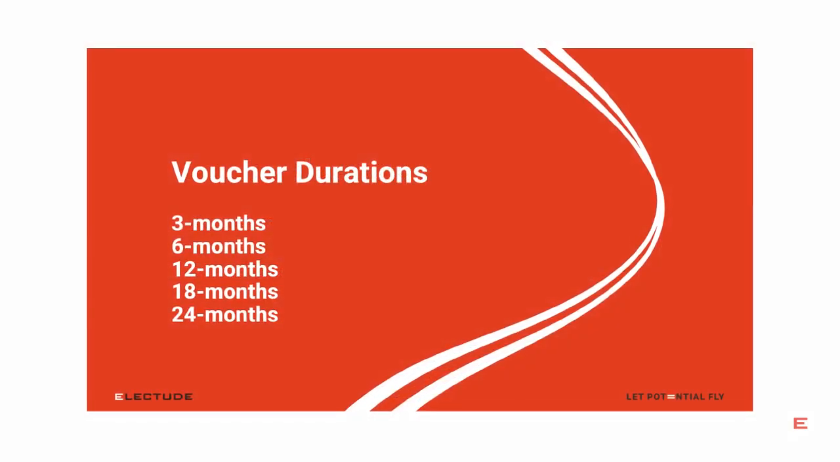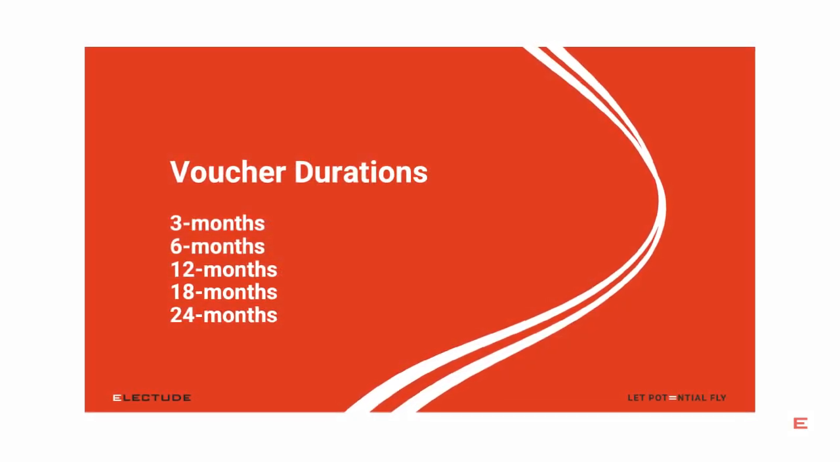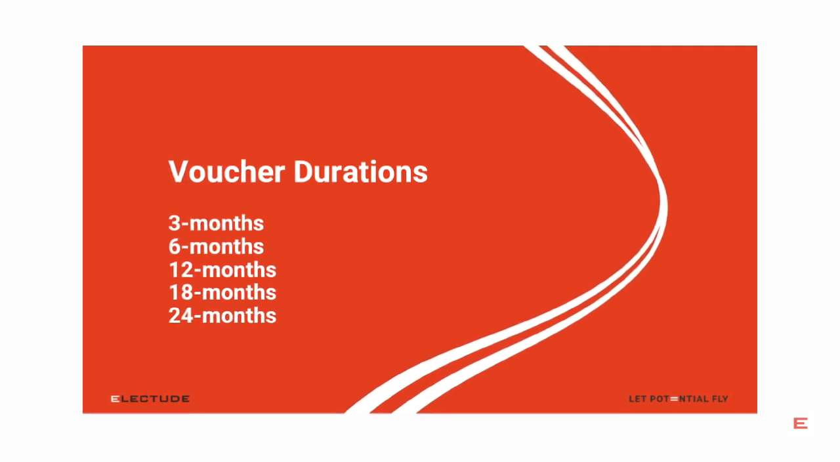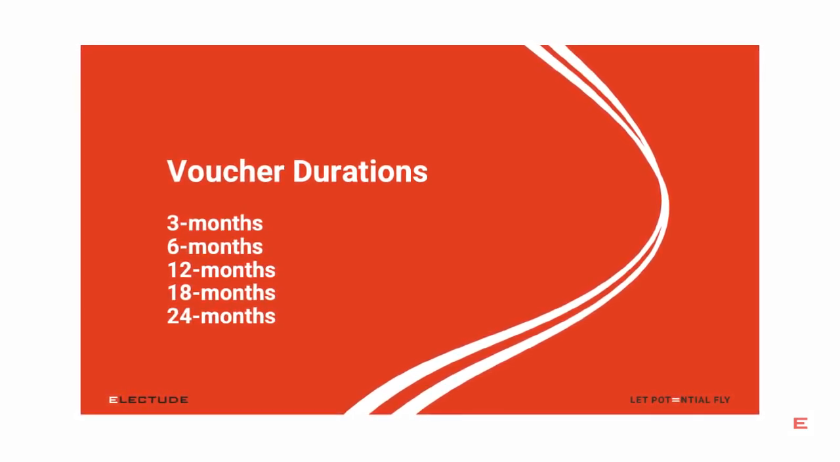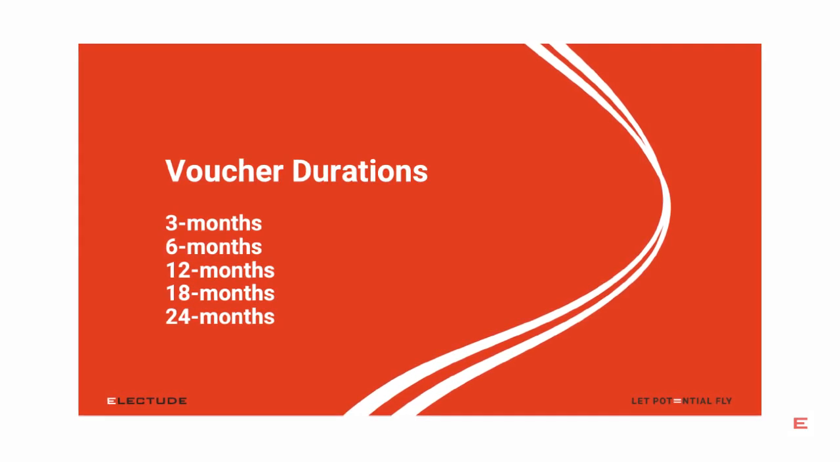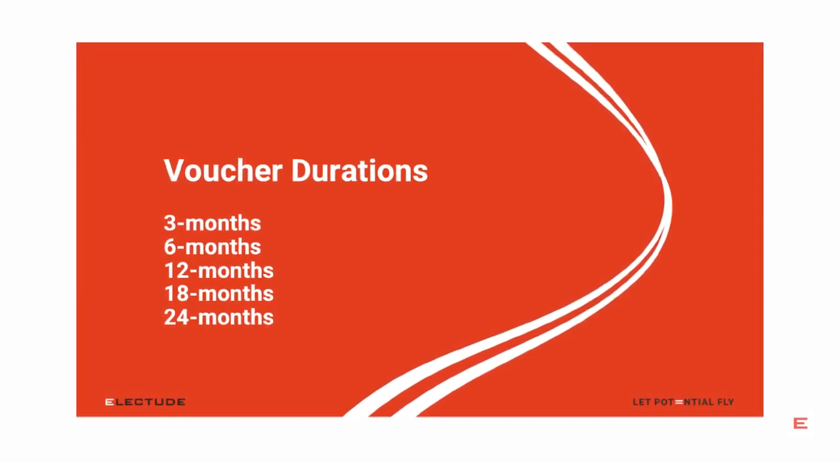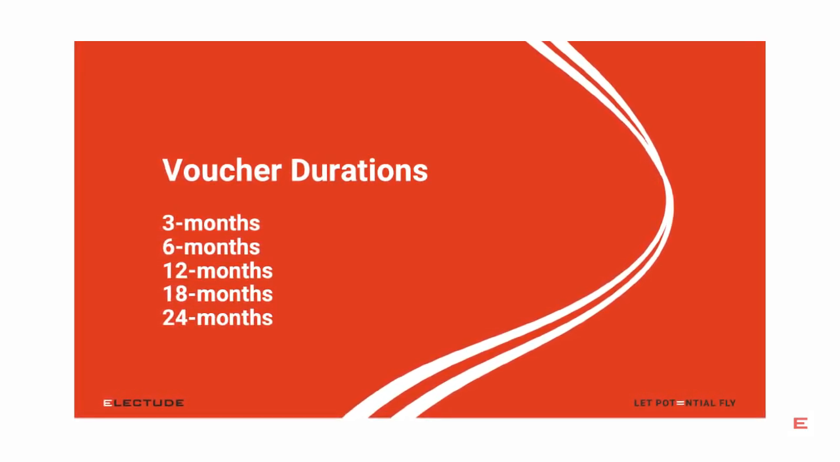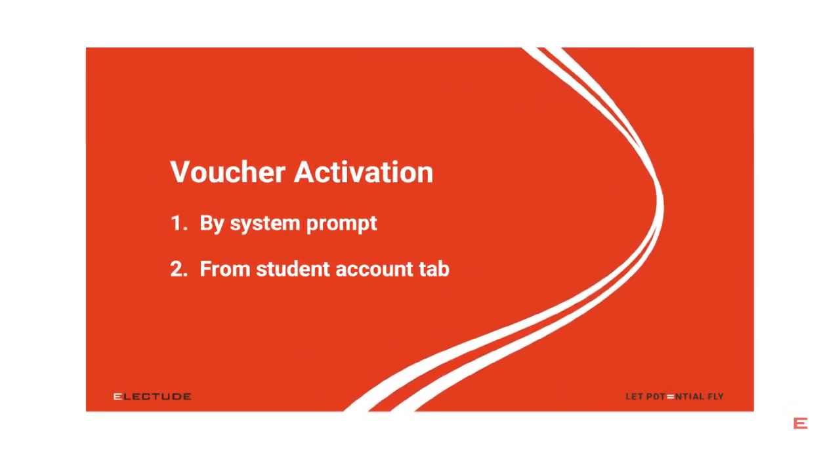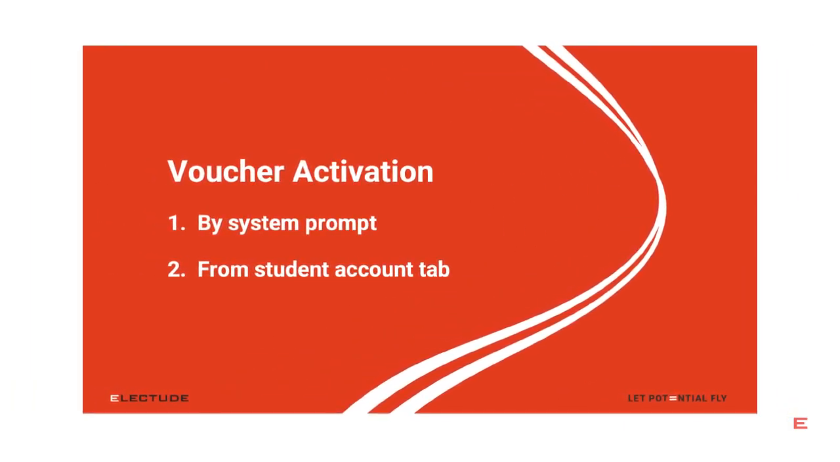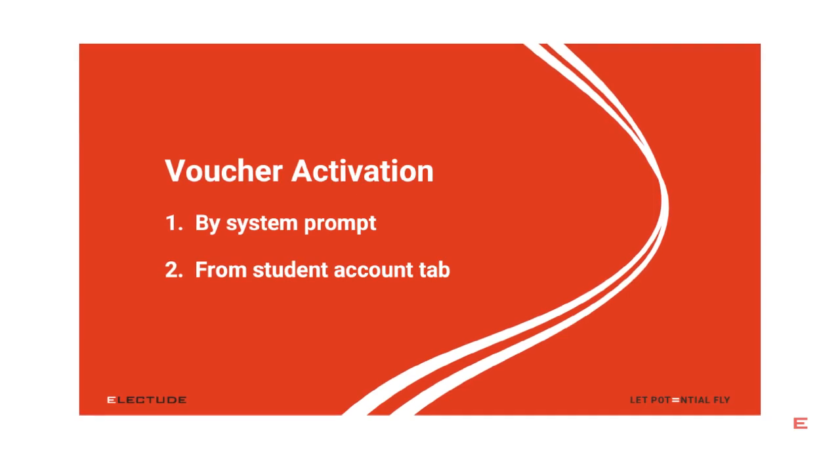Student vouchers are designed to provide access to content for either 3, 6, 12, 18, or 24 months, depending on the length of the course or program. It's possible your school provided you one or more of these options. Vouchers can be activated in one of two ways, by system prompt or from the student account tab.